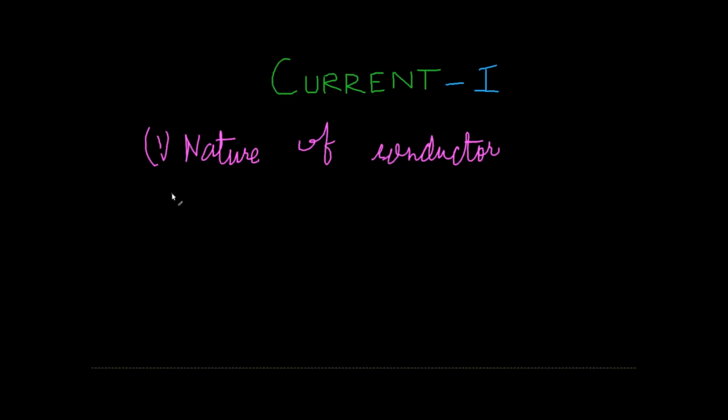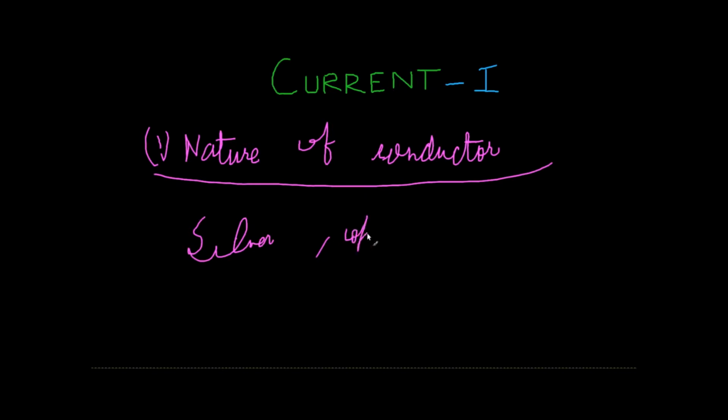What does this mean, guys? It means that different metals have different concentrations of free electrons in them, and this is what determines the resistance of a conductor. For instance, if you have metals like silver, copper, or aluminium. I'm sorry, silver, copper, aluminium.